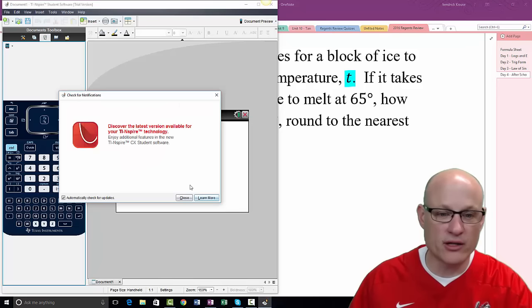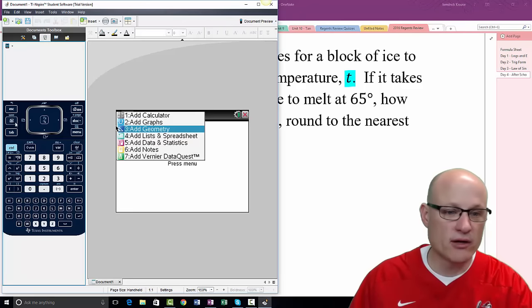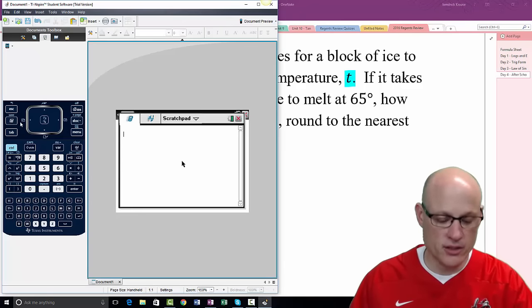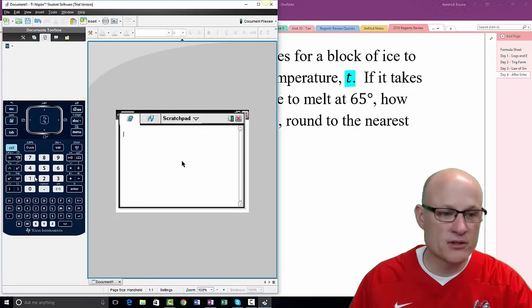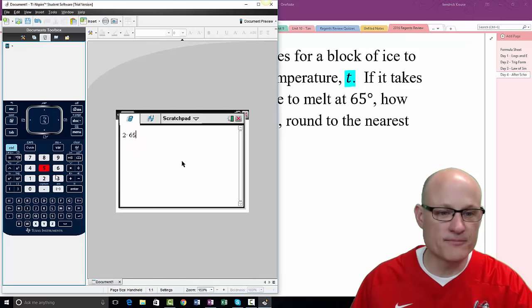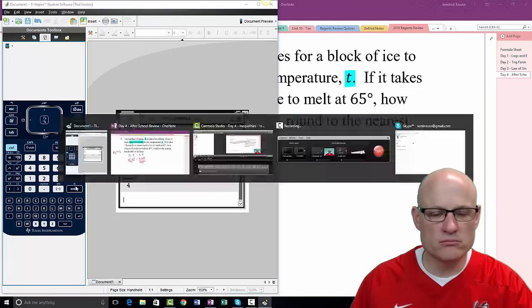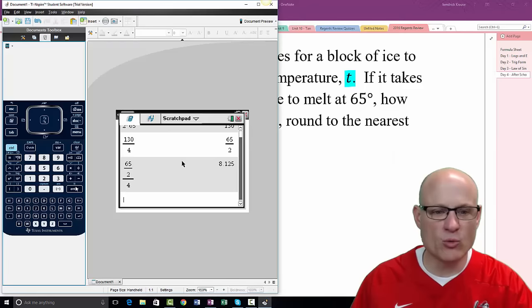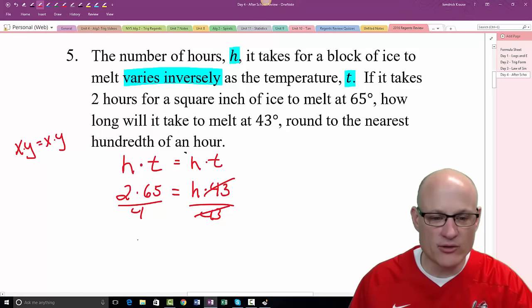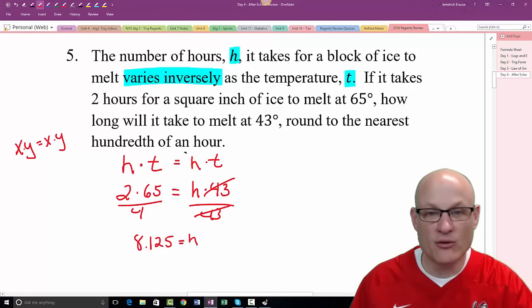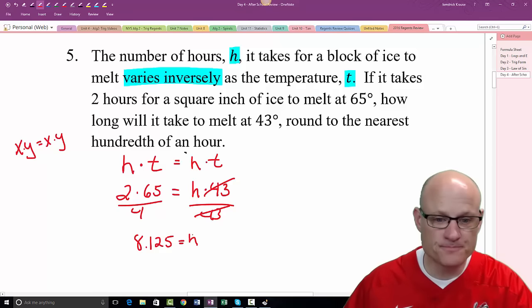Pump that baby in my calculator. Calculator. 2 times 65. Enter. Divided by 4 equals 65 over 2. Control Enter. 8.125. So the number of hours is 8.125 hours. Okay, there you go.